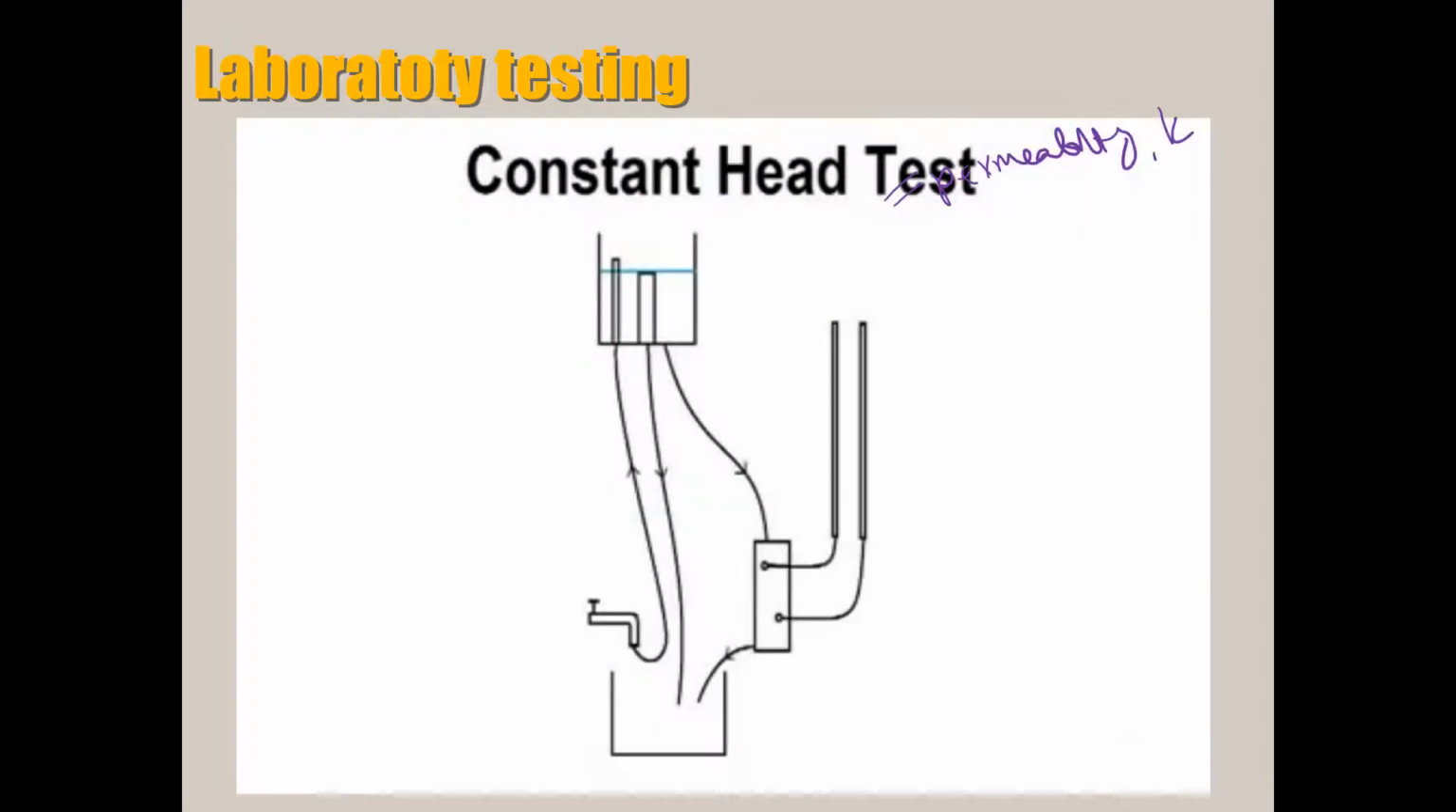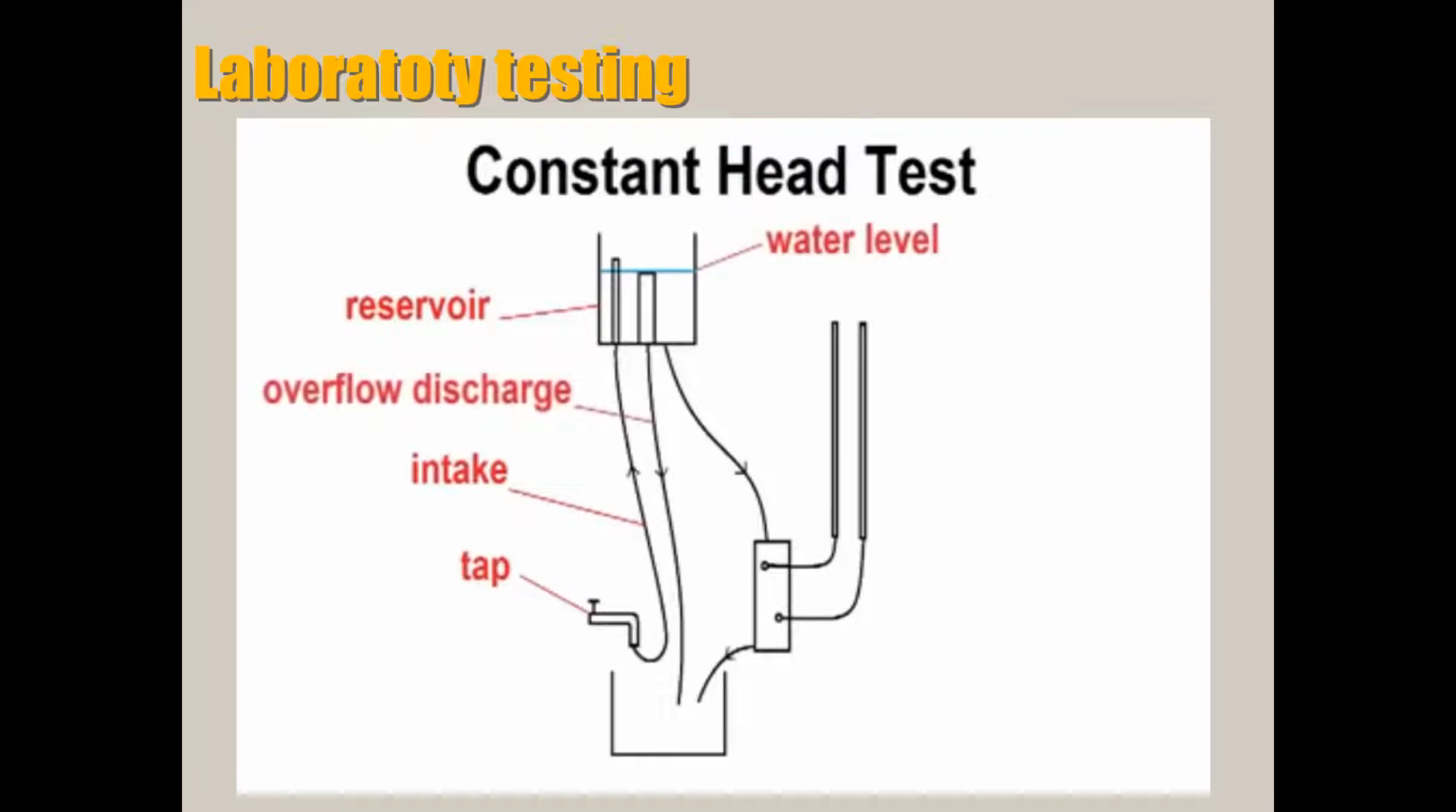This is the apparatus for the constant head test. Connected to this reservoir are three lines: an intake, which is connected to a tap and will keep filling our reservoir; a discharge line, which will take extra water out of the reservoir and keep the water level constant; and a line with a valve which connects to the test cylinder.